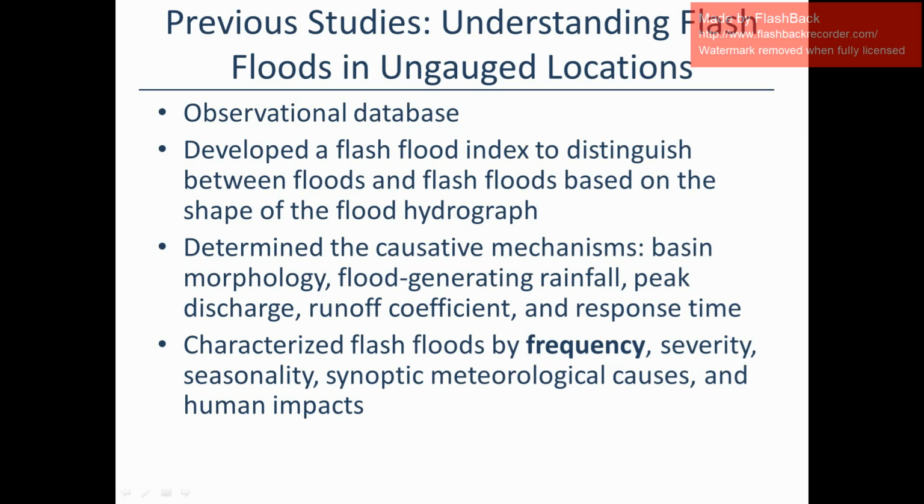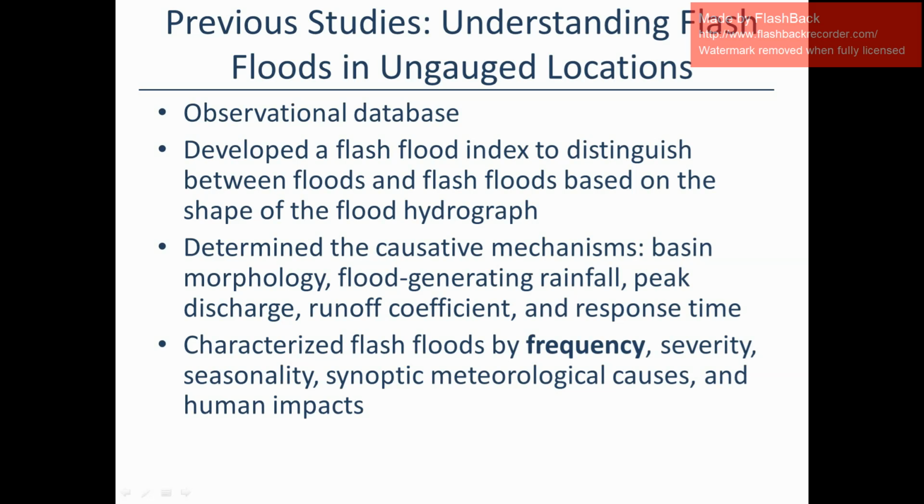To better understand how this study differs from previous studies, this slide shows previous studies summarized in the paper and how they try to understand flash floods in ungauged locations. First, they compiled an observational database of gauged locations. Other studies developed a flash flood index to distinguish between floods and flash floods based on the shape of the flood hydrograph. This helped establish some methods on how people determine when it's a flood and when it's a flash flood. Importantly, for this study, they determined the causative mechanisms such as basin morphology, flood-generating rainfall, peak discharge, runoff coefficient, and response time.